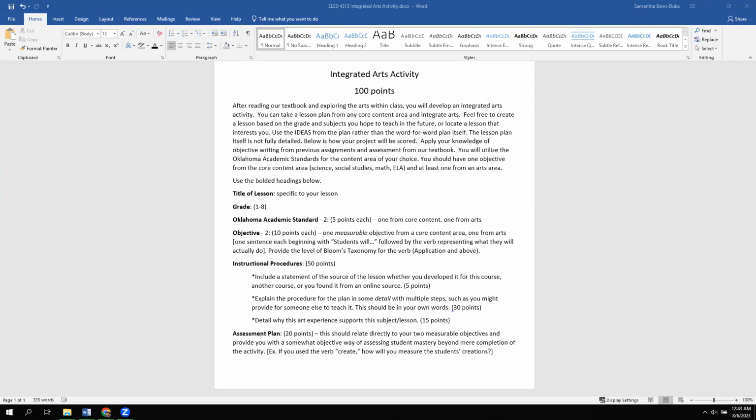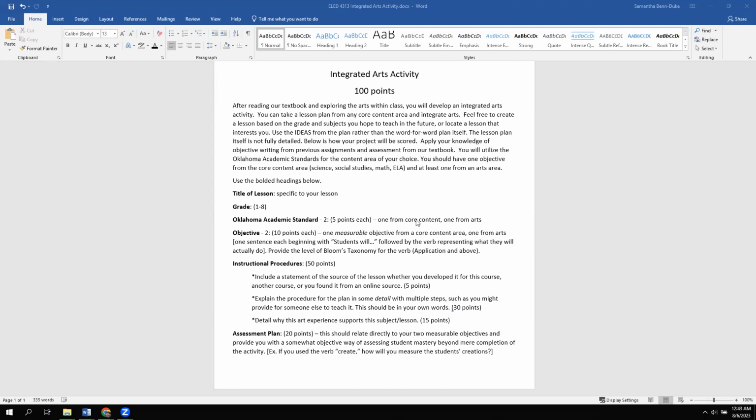As you're thinking about the lesson, you can think of one that you may have taught in an internship or when you were substituting, or one that you would like to teach or have seen taught, or something that you would just like to make up and put together yourself. So you've got some options with that. And you don't have to worry about the NSU lesson plan template. We're not going to be that detailed on the lesson itself.